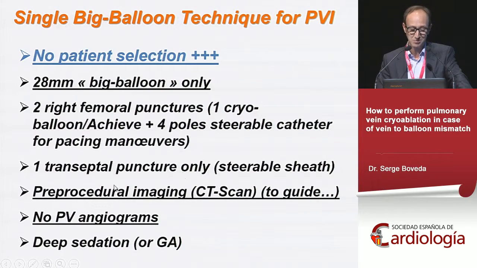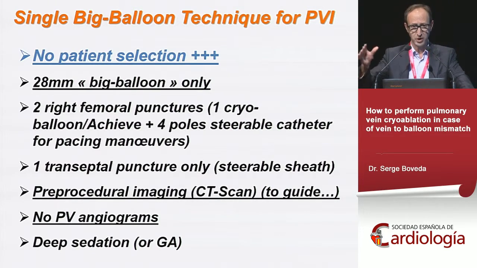We use only, since the beginning, the 28 millimeter balloon, and it's now the case for, I believe, all the centers. We do for all patients a pre-procedural imaging, CT scan, not to select again, but to guide the procedure, because we believe it's really important to know before the operation what you will find and where you will go. Do you have a common trunk? Yes, no. Do you have 3 veins on the right, for example? Yes, no, because then you go directly to the spot, and I believe you're safer and more efficient at the same time. And we don't do PV angiograms, because it's not needed. We know exactly where we have to go.